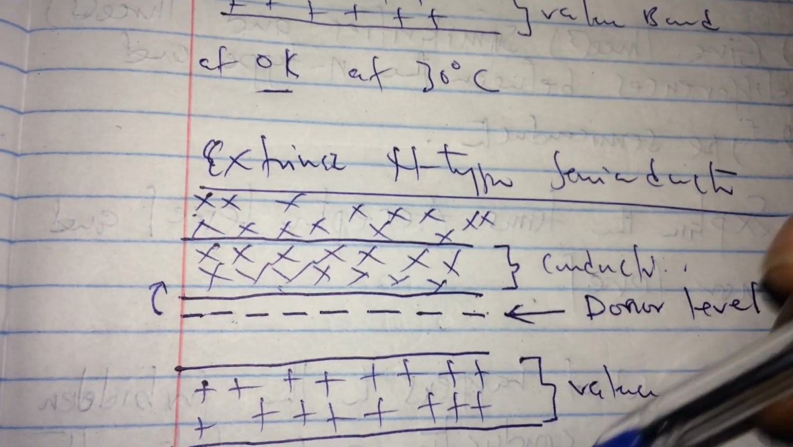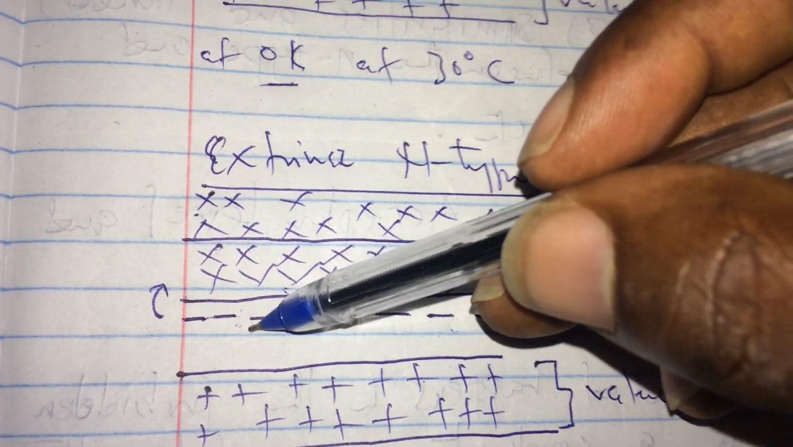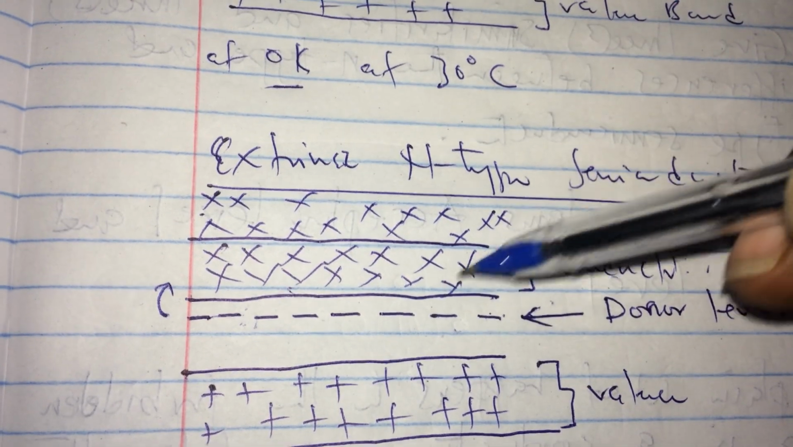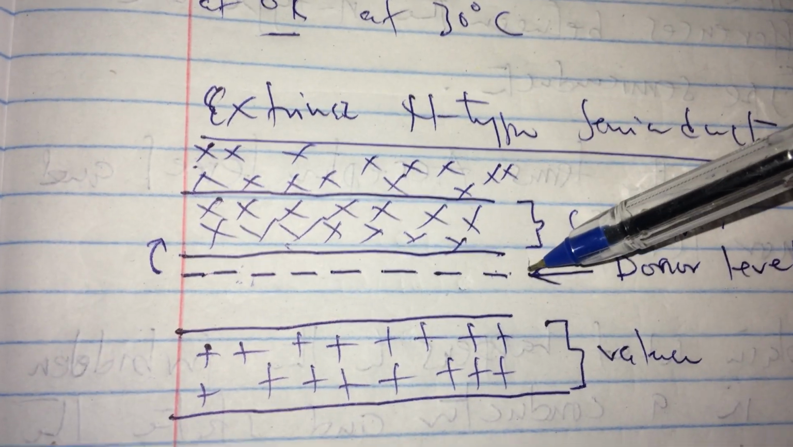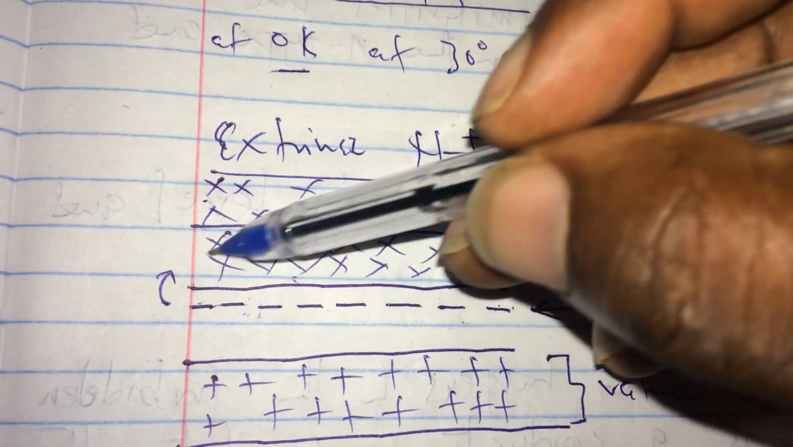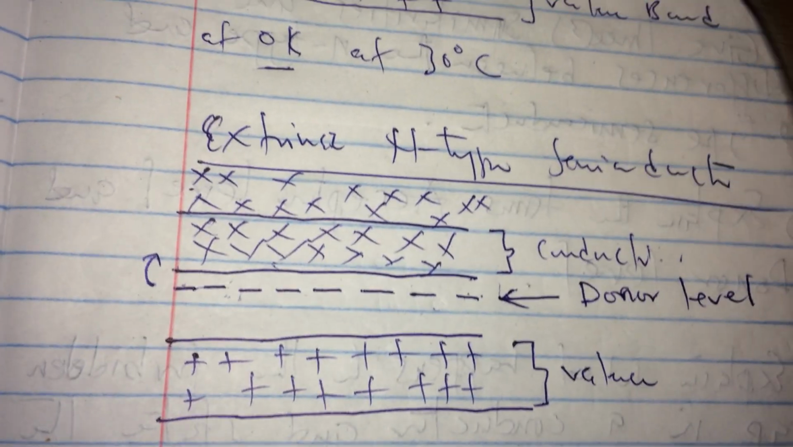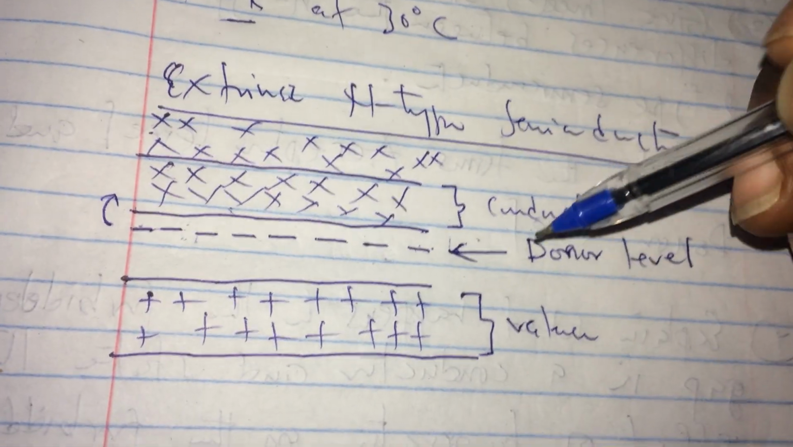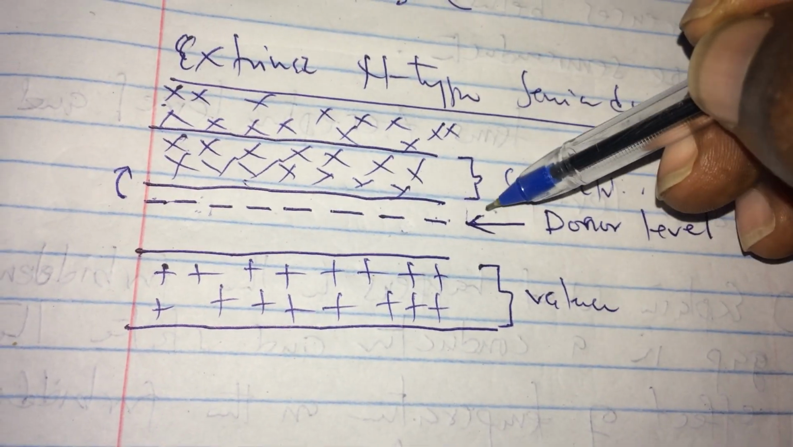However, when you apply heat, you have more electrons moving from the valence band to the donor level and then also moving to the conduction band. But because of the donor level, there are electrons here that can move easily to the conduction band to enable them conduct. That is what happens. So we have the donor level which is being created just beneath the conduction band.